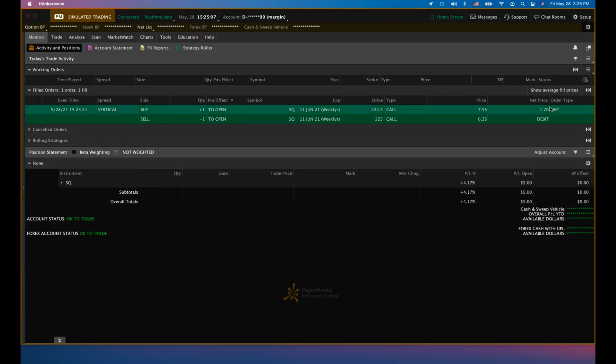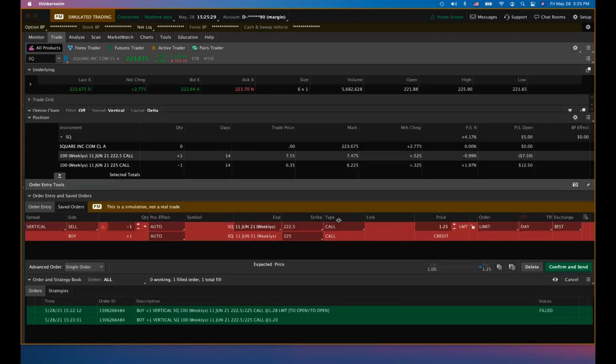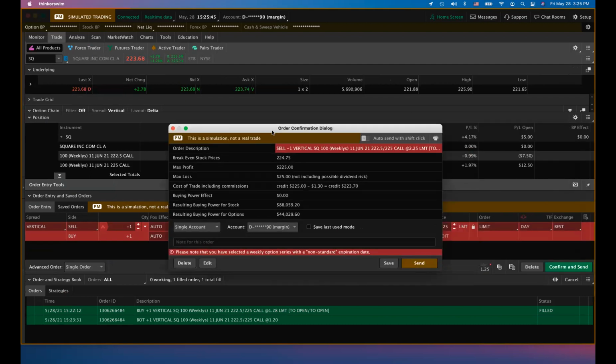If we go to our monitor screen, it looks like we got filled at $1.20, and so far we're making $5 on these. Why are we making $5? It's because the price of our debit spread has increased, right? If I were to set up a closing order on this one, notice that it is now at $1.25, and I can easily go to maybe $2.25 as just a hypothetical target to close these. Confirm and send. That's my closing order.